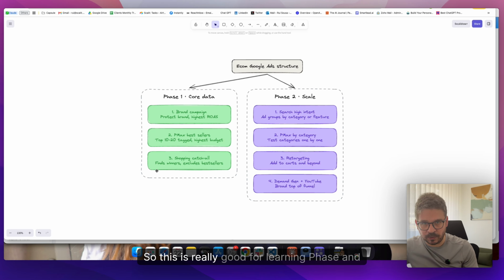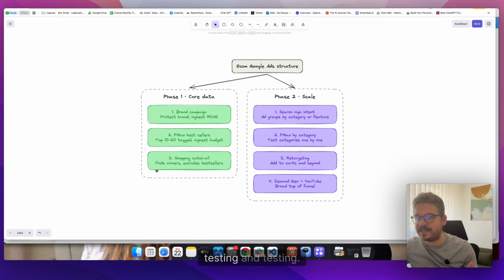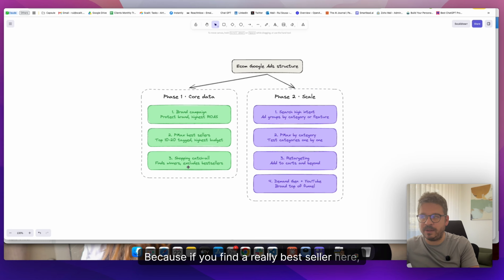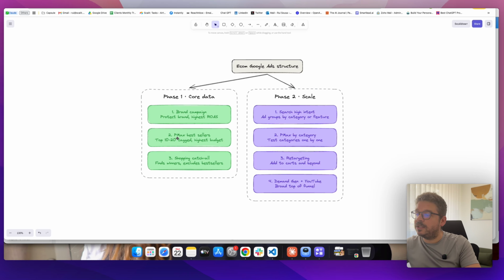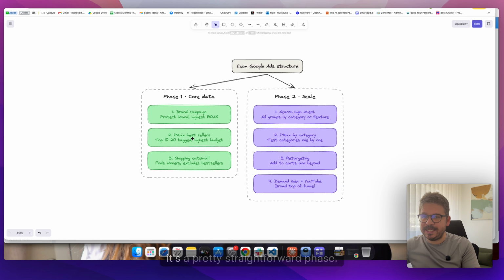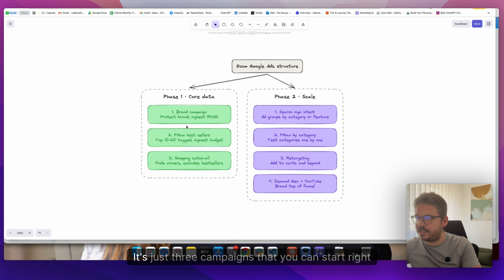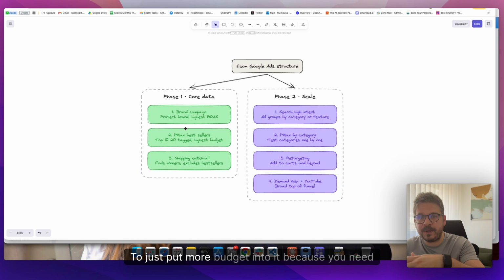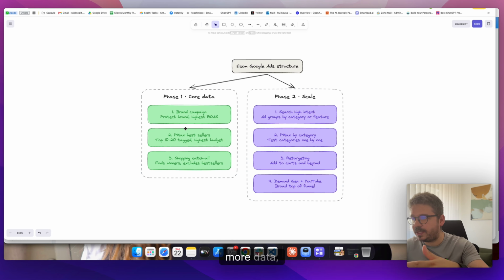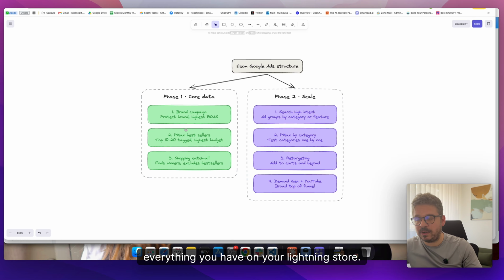Okay, so this is really good for the learning phase and testing, because if you find a real best seller here, you can then just tag it as a best seller and put it in the PMax. And that's what we do, right? So as you can see, guys, it's a pretty straightforward phase. It's just 3 campaigns that you can start right away, and this should be enough to scale pretty well, okay? To put more budget into it, because Google needs more data to learn, and these 3 kind of cover everything you have on your Lightning store, okay?